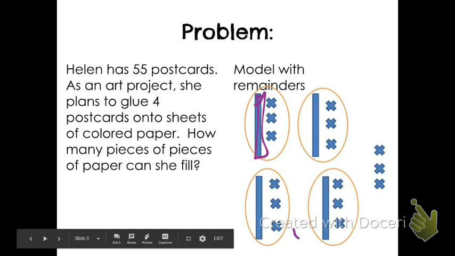So I've got 4 groups that each have a total of 13 in them, but this time I have 3 left over. It's really important to understand what the 3 left over mean. What it means in this one is that I have 3 leftover postcards that are not going to end up on a sheet of paper for right now. That doesn't mean that they won't get to eventually, but for right now, the postcards that are left over will not end up on a sheet of paper.